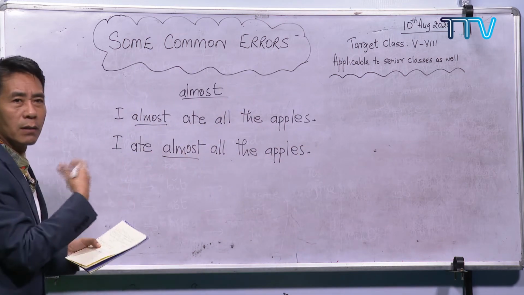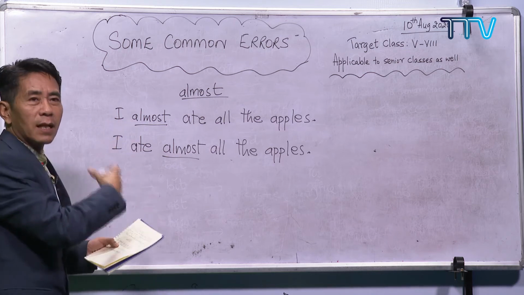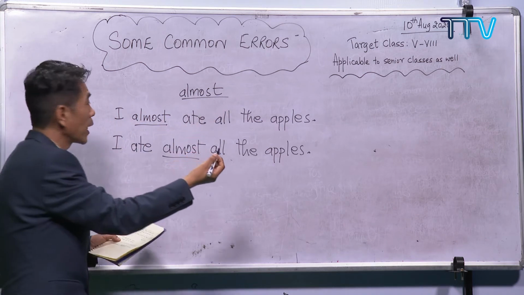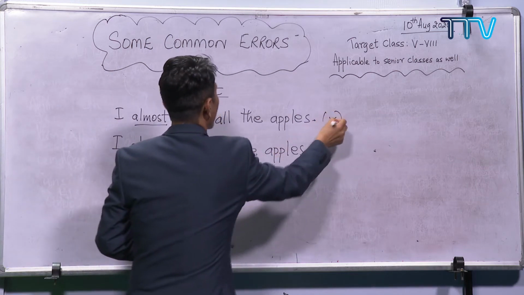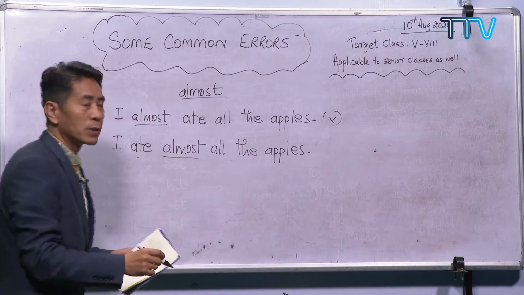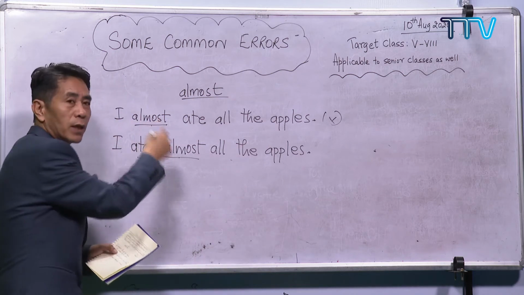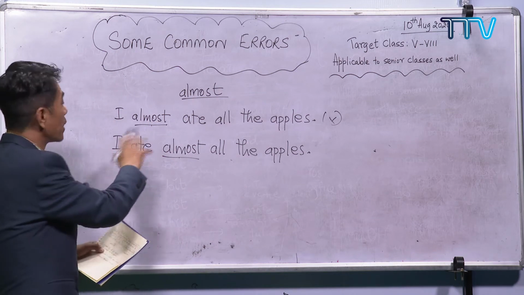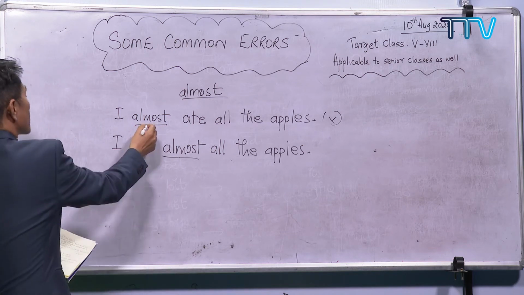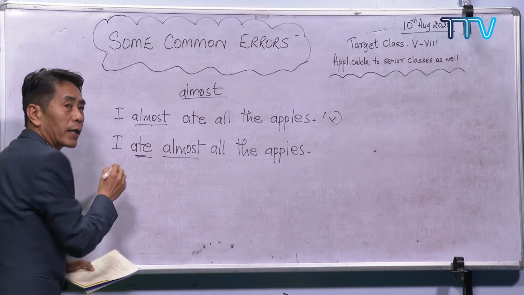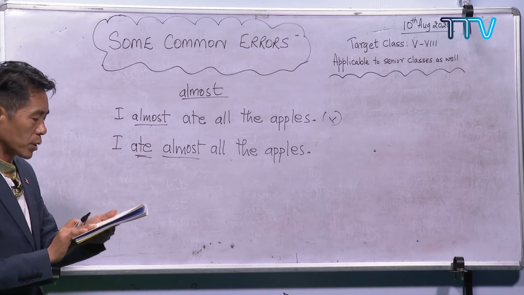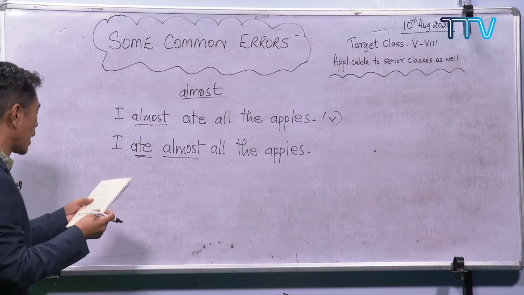So you see, it makes a completely different sentence. I almost ate all the apples. Actually, it should be like this: I ate almost all the apples. So writing these words in a different place makes a different sense. So next time, whenever you use this, you have to be very careful. Otherwise, it will make a different meaning.